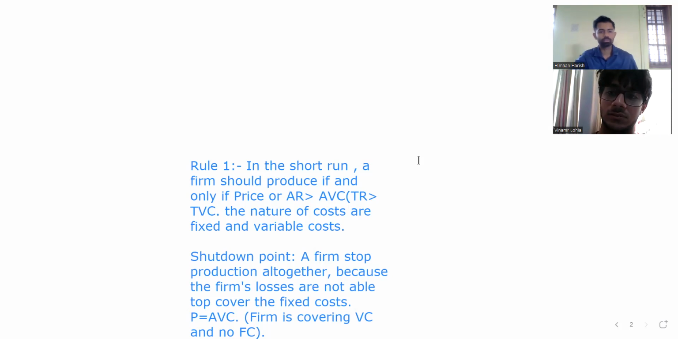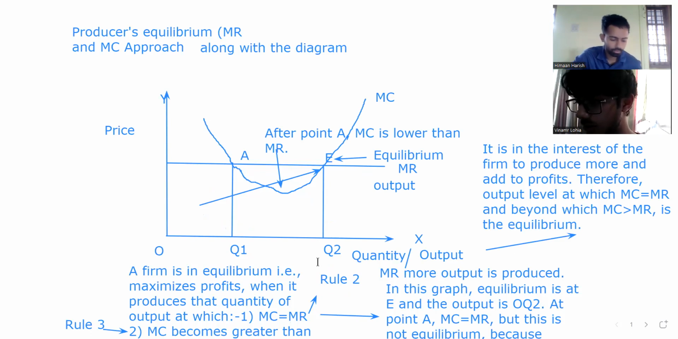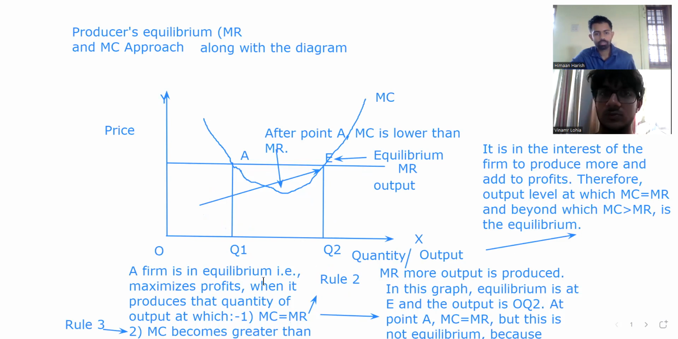So is this clear? This graph and explanation. You just have to draw the graph and write the rules, 3 rules. Rule 1: there's a shutdown point, where price, or average revenue, is more than or equal to average variable cost. Rule 2 is MC equal to MR, where marginal cost is equal to marginal revenue. And the third rule is when MC becomes greater than MR.